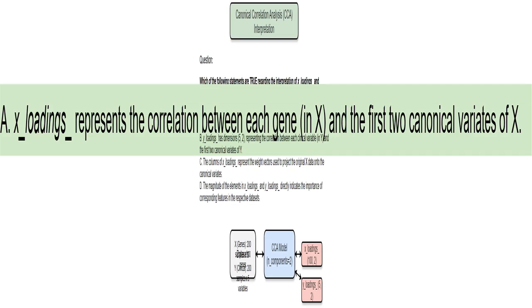Option B focuses on the dimensions and interpretation of YLOADINGS. It correctly states the dimensions, 5 clinical variables by 2 canonical variates. But it needs to be clarified if the interpretation as correlation is fully accurate.